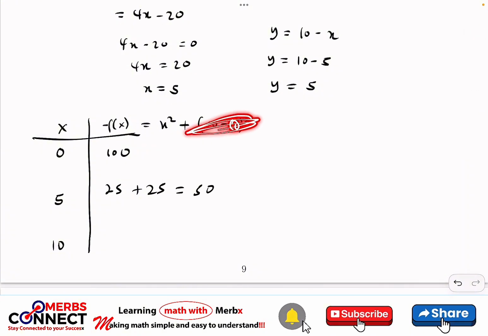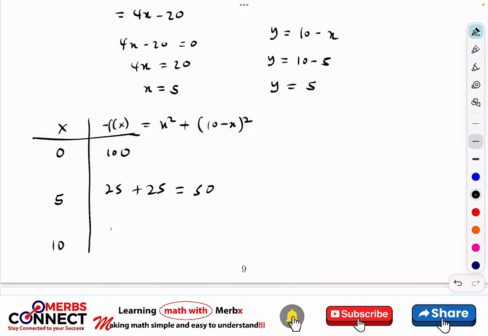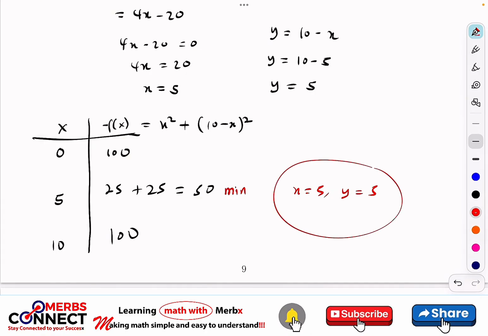10 here will be 0. Plug in 10 here, this is going to be 100, and indeed the minimum is here. So x and y, to minimize the function, should be when x is equal to 5 and y is equal to 5. So this is what we are going to get from here.